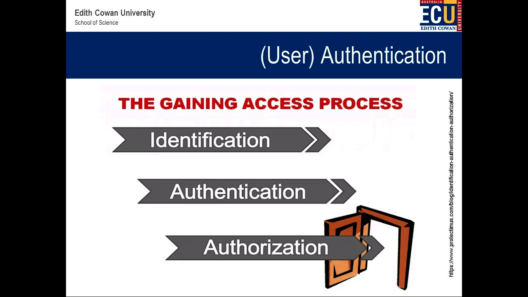So in today's lecture, when we talk about user authentication, we are talking about 3 aspects: identification, authentication, and authorization. These concepts all allow us to control user access to an information system. We will be mainly focusing on authentication, but when we talk about user authentication, these 3 components essentially make up user authentication.